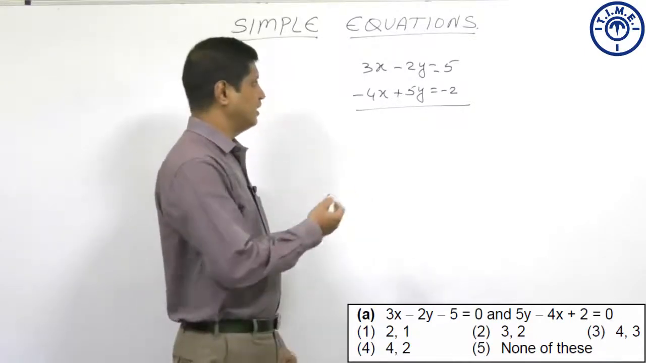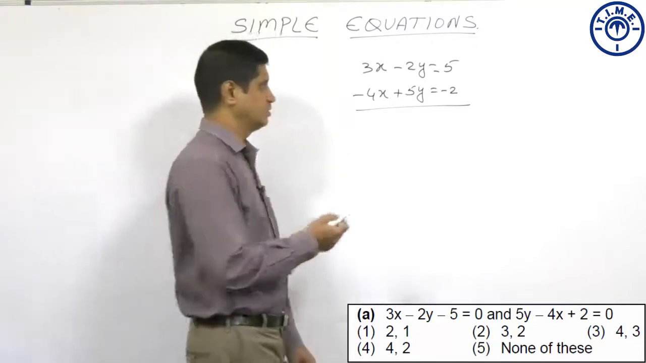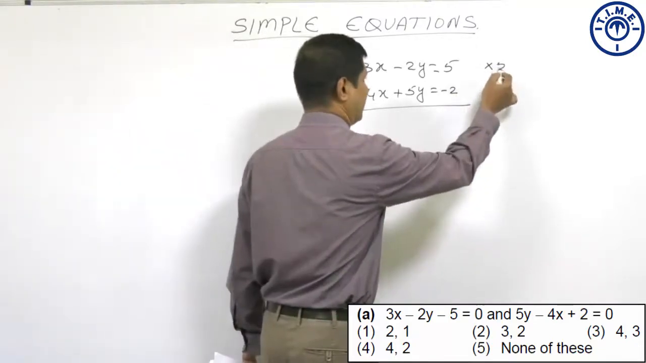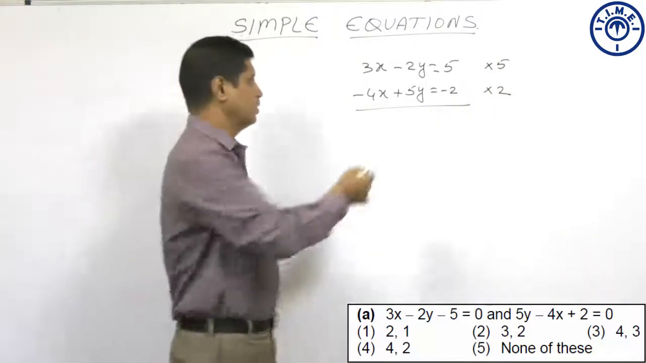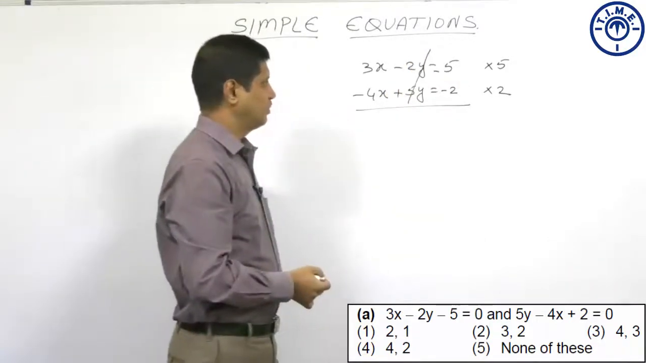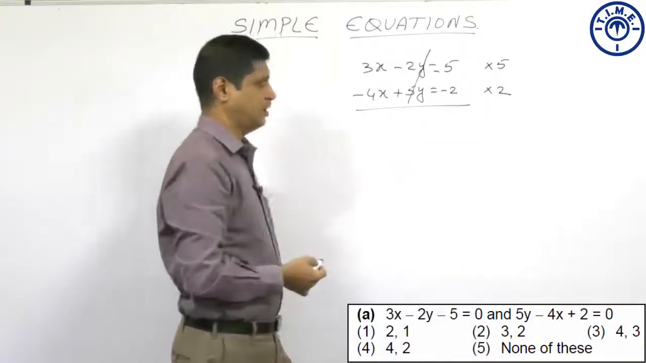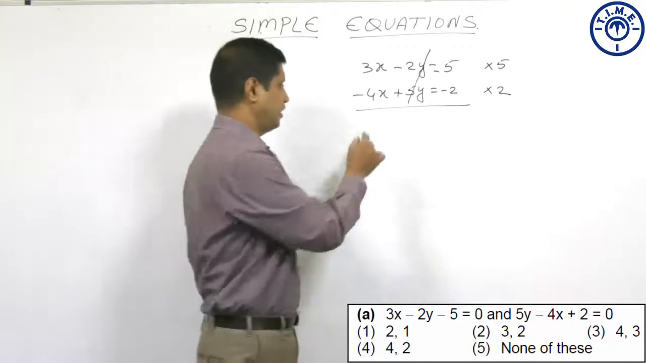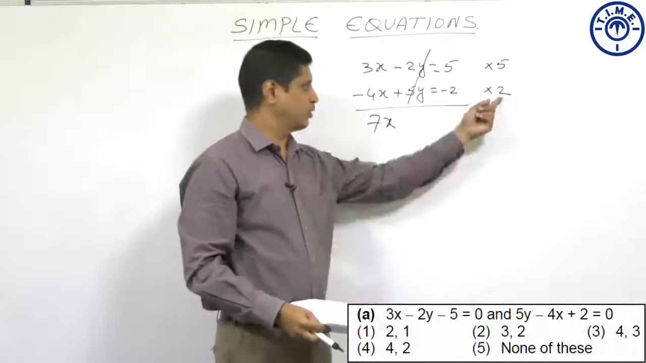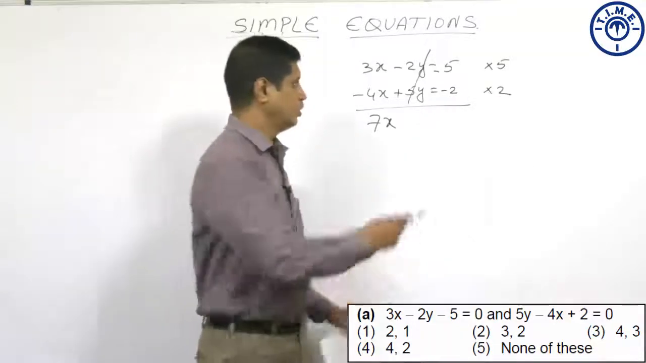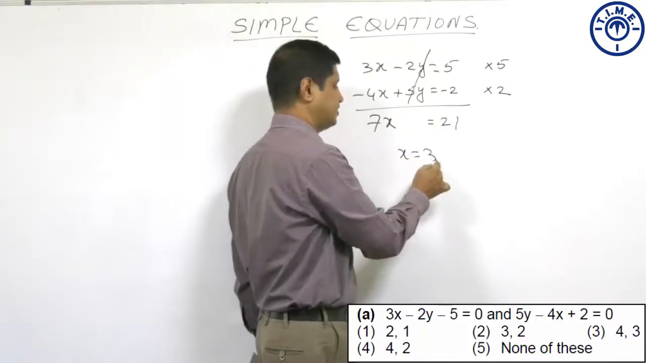Now to find the x value, just make the coefficients of y the same in both the equations. By multiplying the first equation with 5 and the second equation with 2, we get equal coefficients of y. Now the variable y gets cancelled. What is the remaining? 3 times 5 is 15, and 2 times 4 is 8. 15 minus 8 results in 7x. What is the value of 5 into 5? 25. The product of these two is minus 4. 25 minus 4 means it is 21. The value of x is 3.